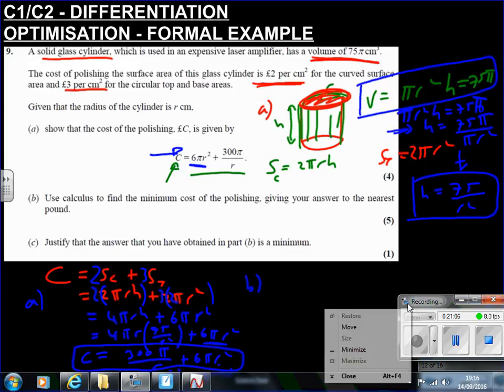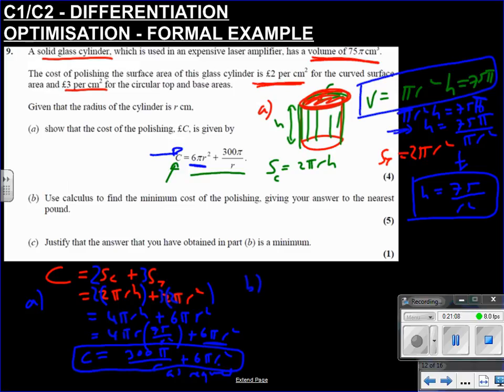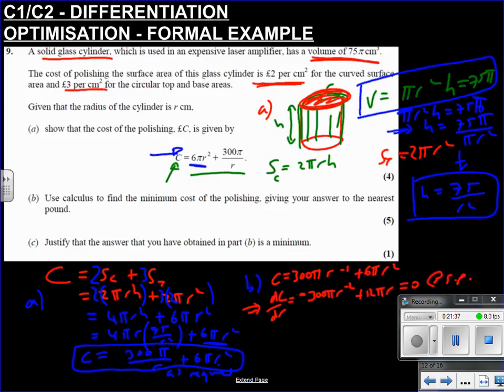So part B, got it all in terms of one variable? Fantastic. But at the moment it is not in the form of ax to the n. So this is 300 pi r to the minus 1 plus 6 pi r squared. Now we can differentiate it. So dC over dr equals minus, the power comes down, 300 pi r, take 1 from the power, plus 12 pi r equals 0 at stationary point.